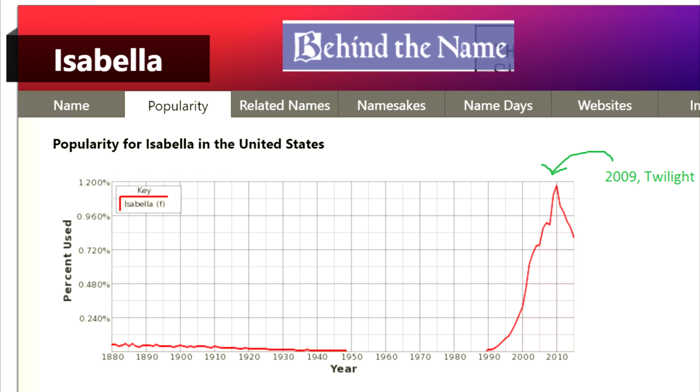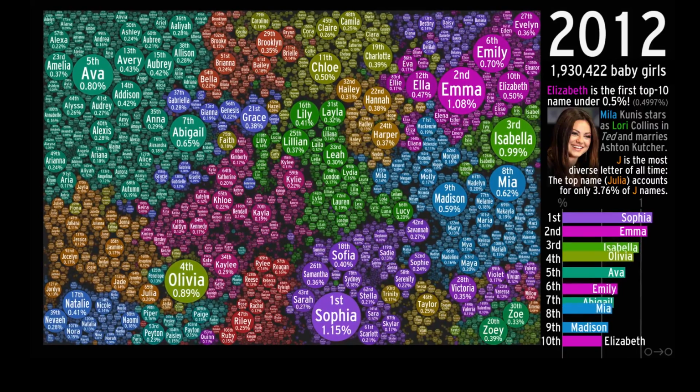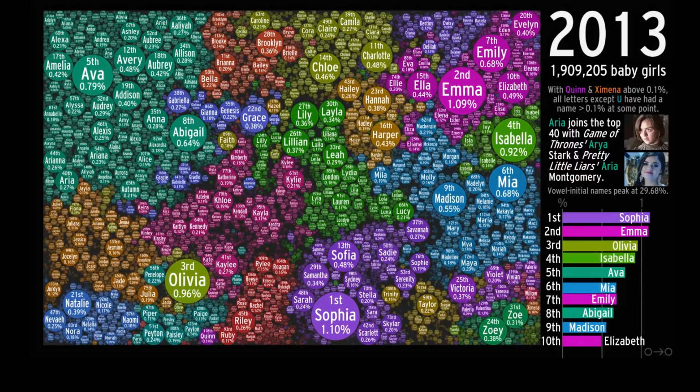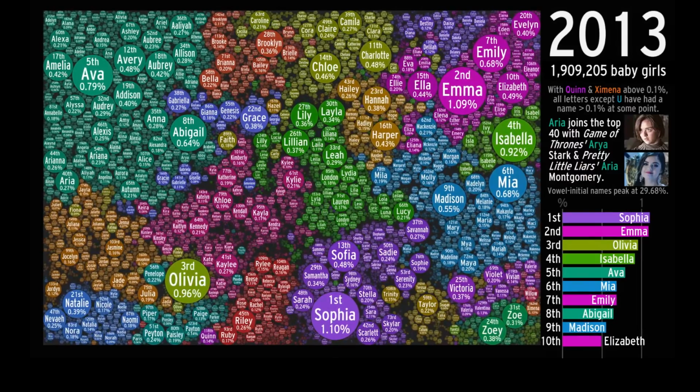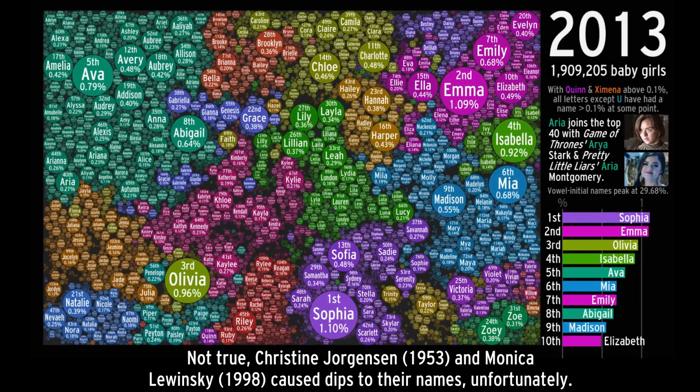Isabella was already on the rise, and things like movies, TV shows, celebrities, they can only add to that rise. It's very hard for celebrities to reverse an already decreasing tide. So if a baby name is already going out of fashion, like Justin for boys is right now, no amount of popular celebrities is ever going to reverse that. Like Justin Bieber, Justin Timberlake, these are super famous, but it doesn't matter, Justin is still going out of style. So yeah, you can only boost, you cannot reverse.